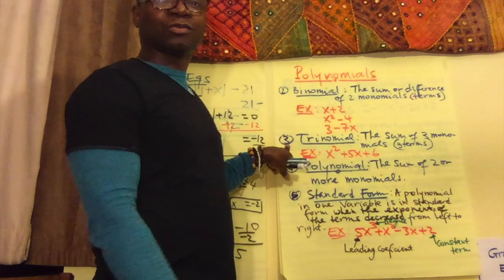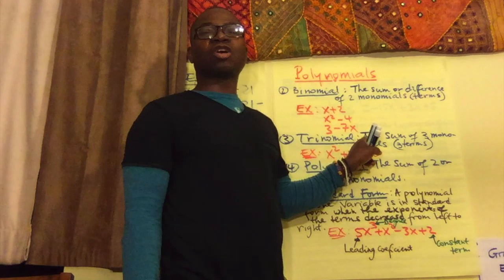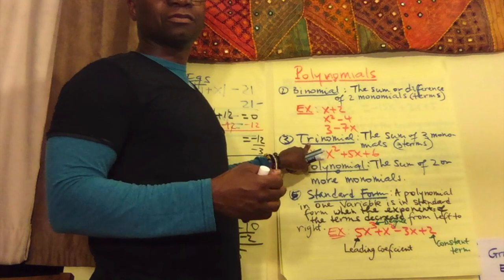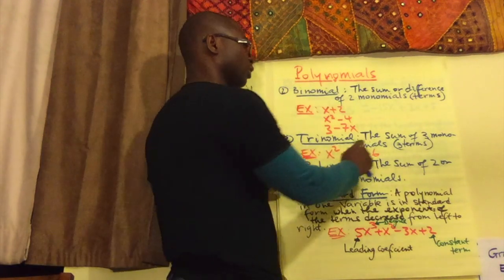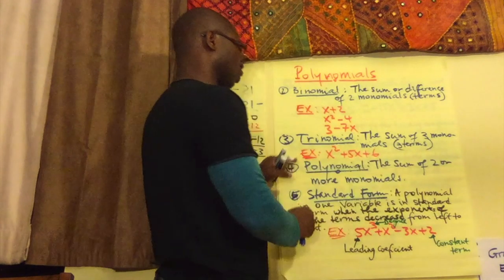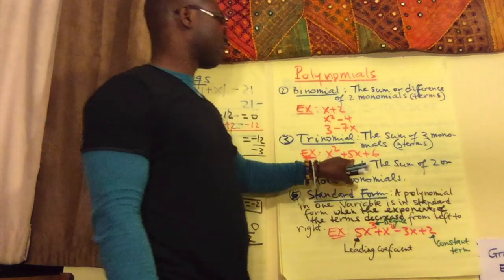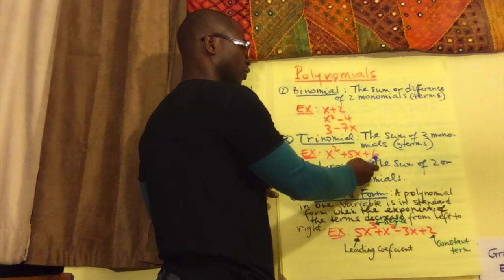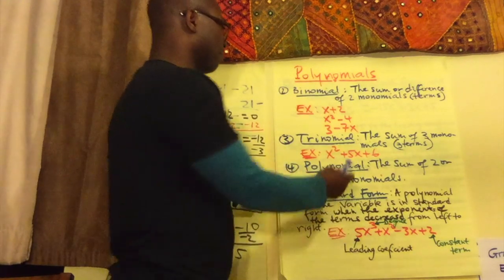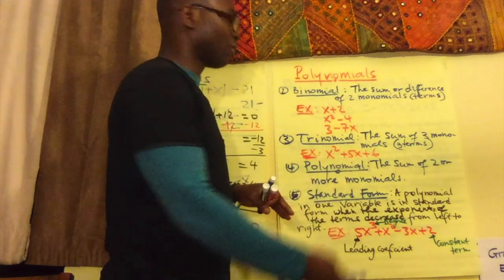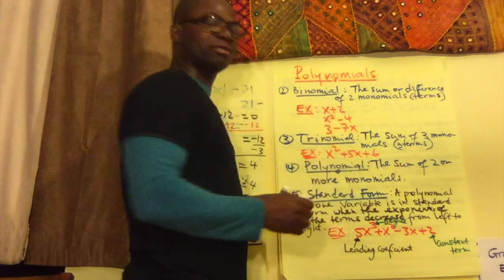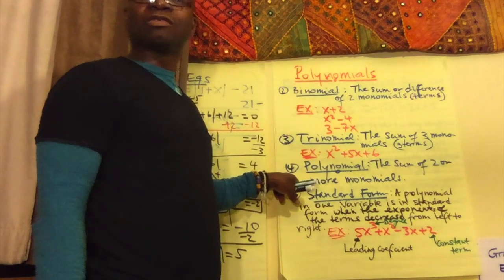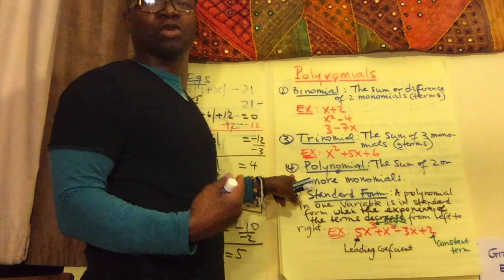Number 3, trinomials. A trinomial is the sum of 3 monomials. Tri is for 3. So we have 3 terms. As an example, we have x squared plus 5x plus 6. You can see here's one term, here's another term, here's another term. I could have minus here and minus here. I could have plus and minus. I could have minus and plus. It has 3 terms. It's a trinomial.